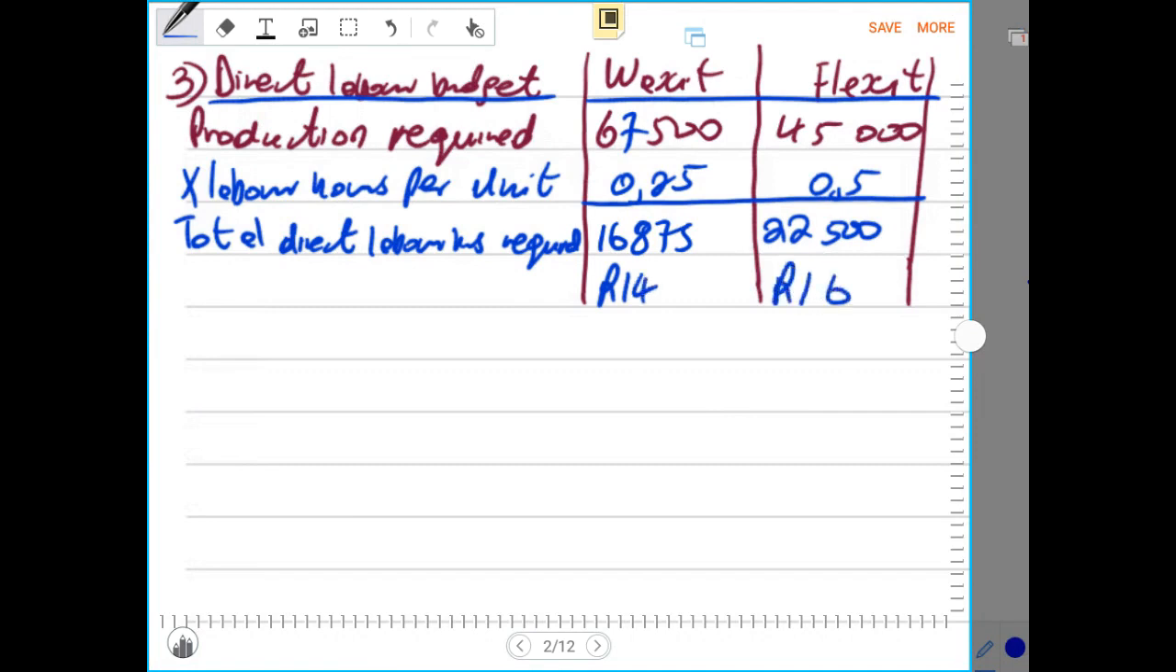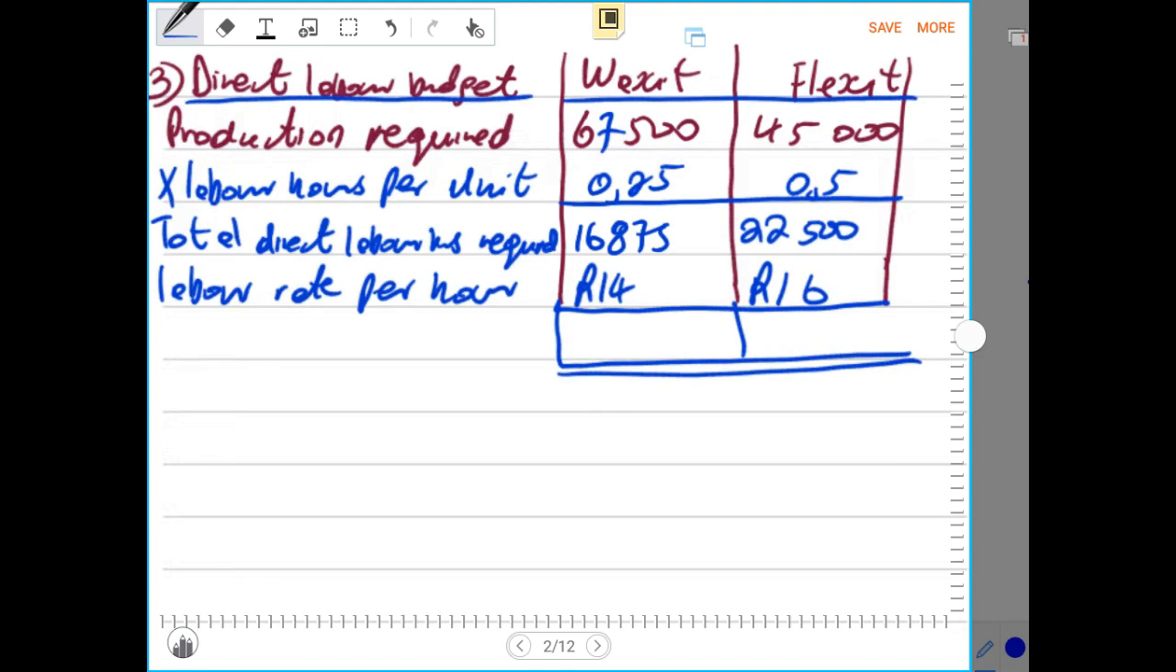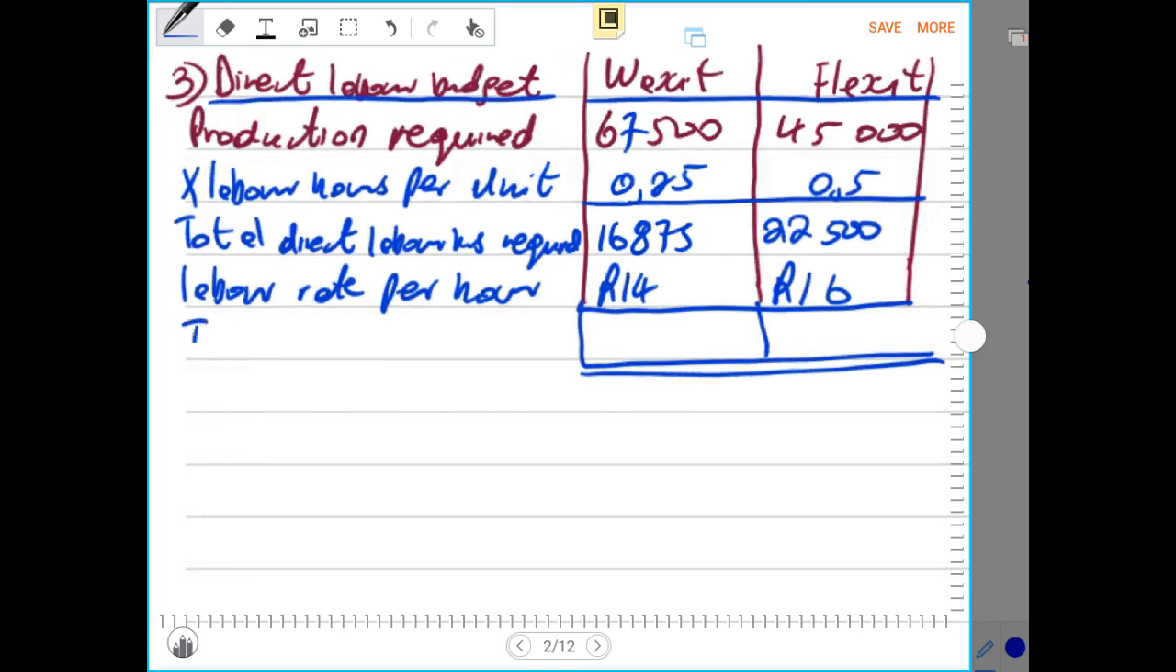We multiply that by labor rate per hour, which is the direct labor cost per unit. Then after, it will give us total labor cost. This will give us labor cost in rands.